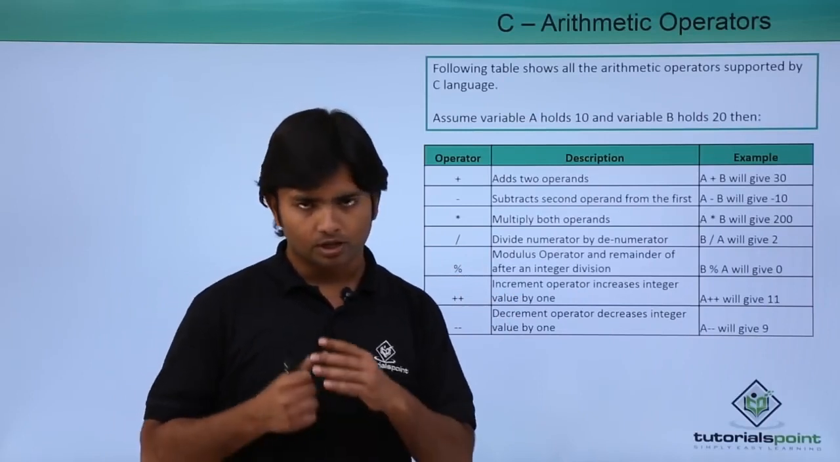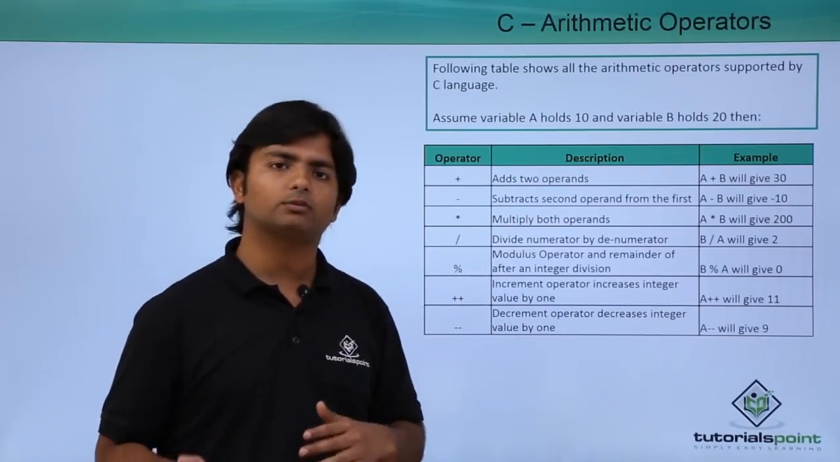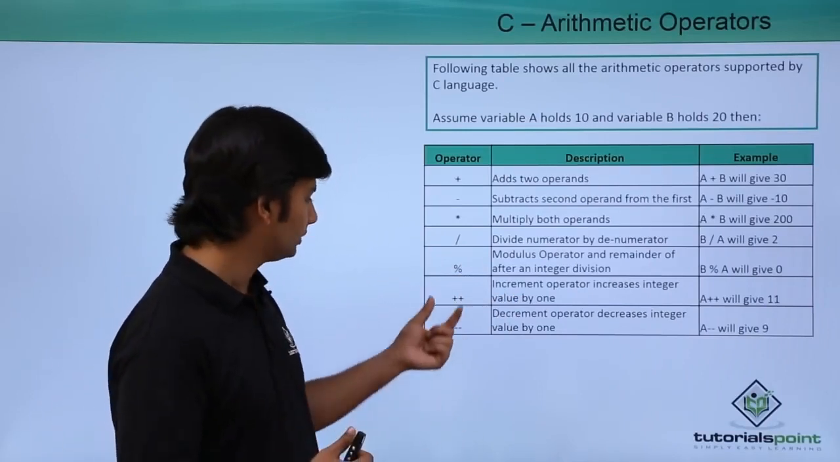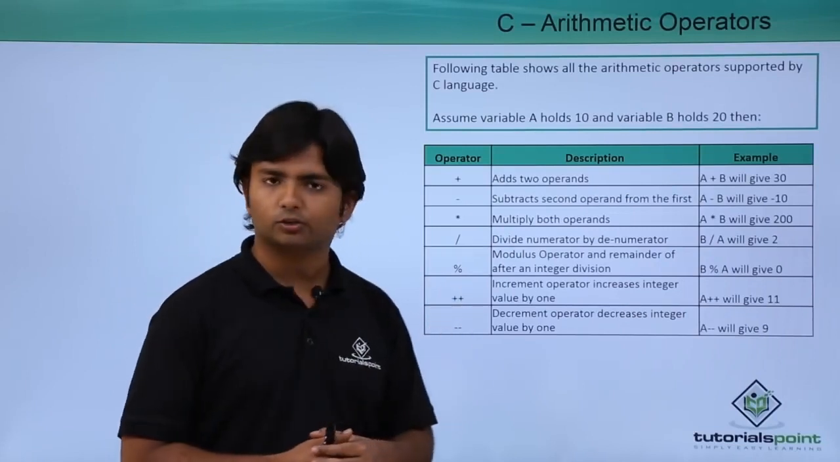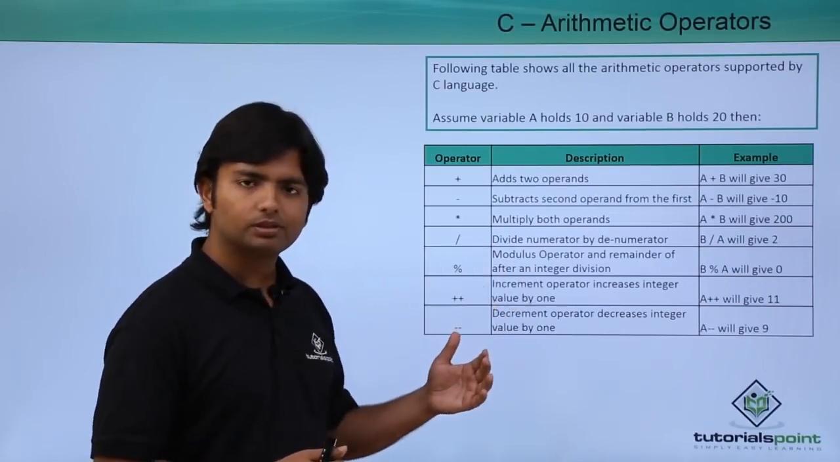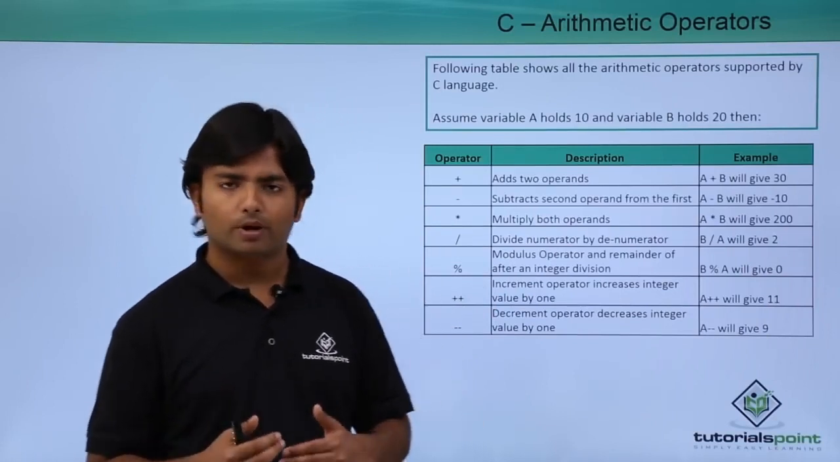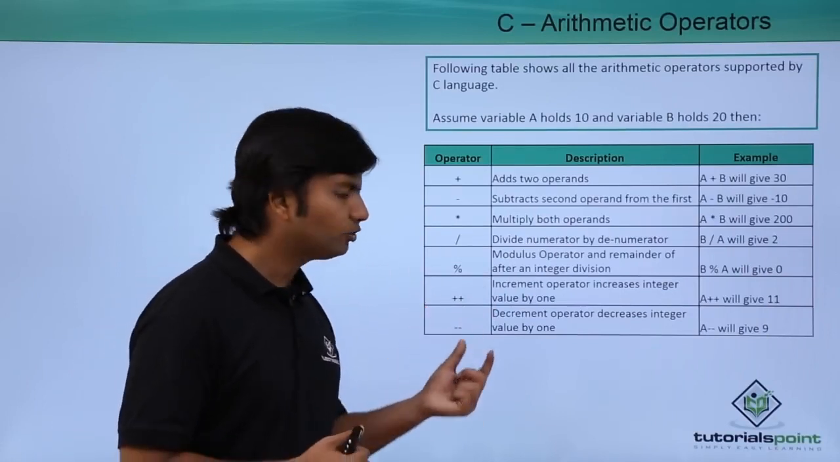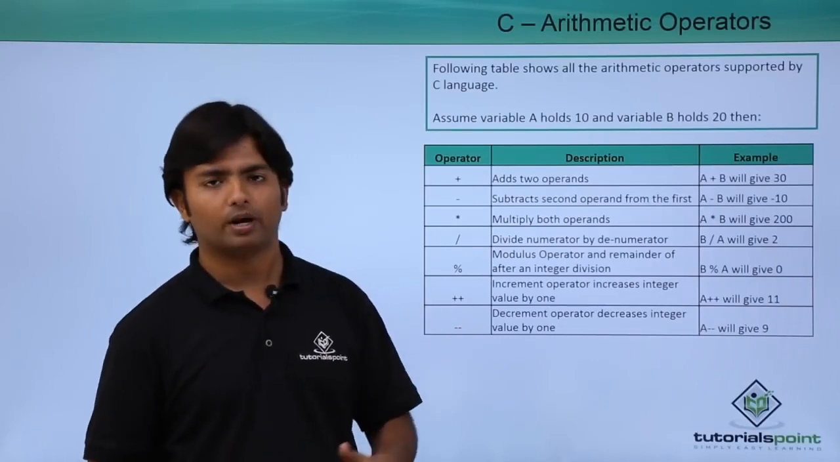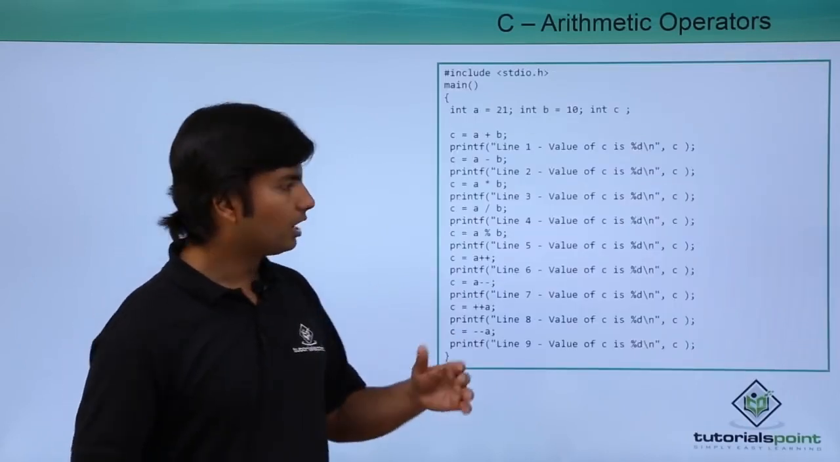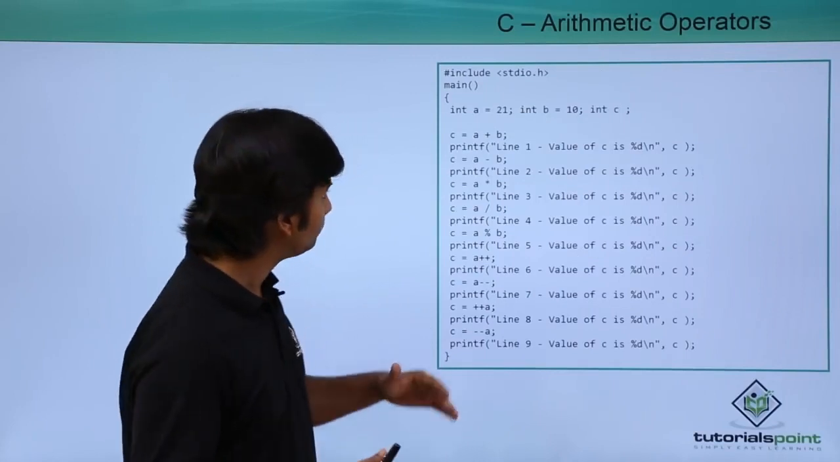After that, we have some shortcut, shorthand operators like plus plus and minus minus. The plus plus symbol will increase the value of any numeric variable by 1, while minus minus will decrease the value by 1. Here we have a quick example which you can have a look at.